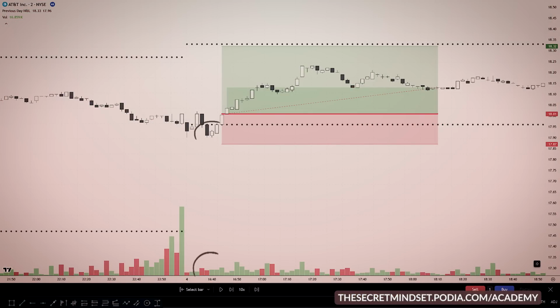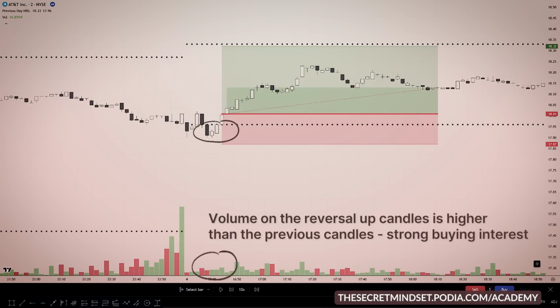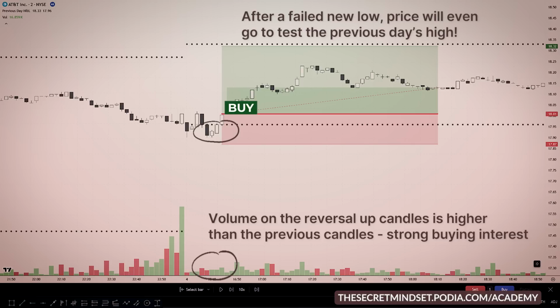We also notice that the volume on the reversal candles is higher than the previous candles, implying strong buying interest. This is your confirmation. So long trade here, just above the high of the reversal candle. The stop loss goes below the failed low. For your target, you might look at the previous swing high. Sometimes, price will even go to test the previous day's high.